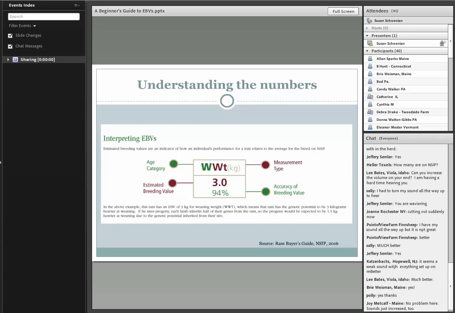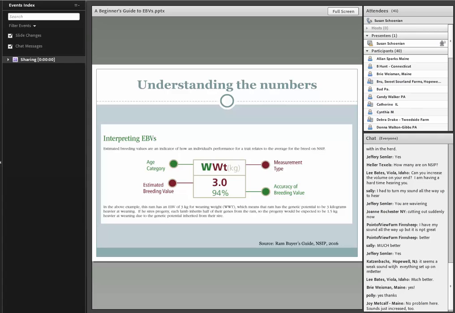This box shows an EBV for weaning weight. So the WWT is the acronym for weaning weight. You notice it's in kilograms. Well, that's because the Australians use the metric system. So their weight measurements are going to be in the metric system. Simple enough, a kilogram is 2.2 pounds. So it's very easy. You just divide by 2.2.